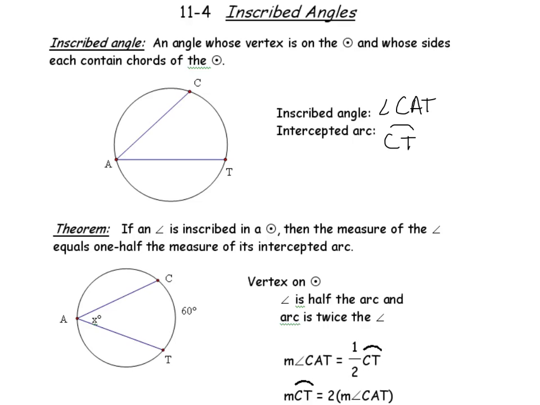This leads us to a theorem, and the theorem says that if you're working with an inscribed angle in our circle, then the measure of the angle is actually going to be half the measure of the intercepted arc. So if the vertex of my angle sits on the circle, then the angle is going to be half of the arc, or we would say that the arc is going to be twice the angle. So for our example here, we know that if this arc is 60 degrees, my angle should be 30 degrees.